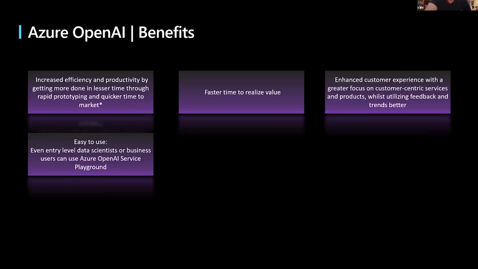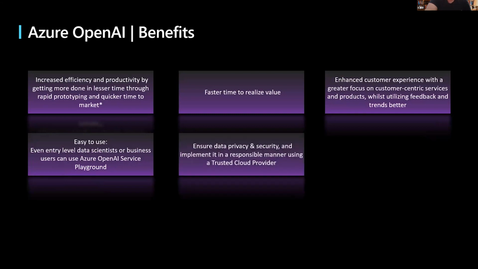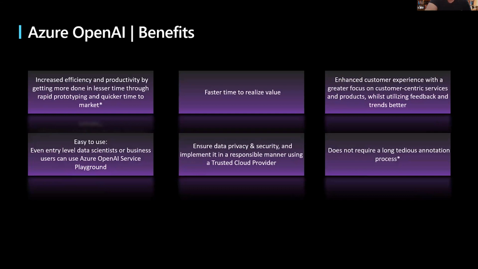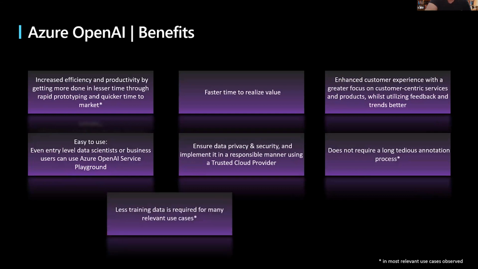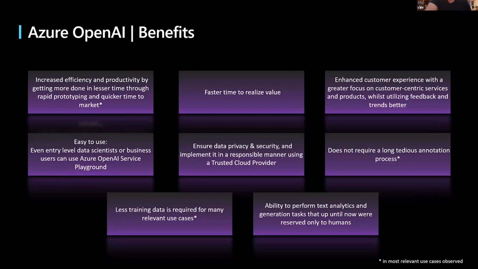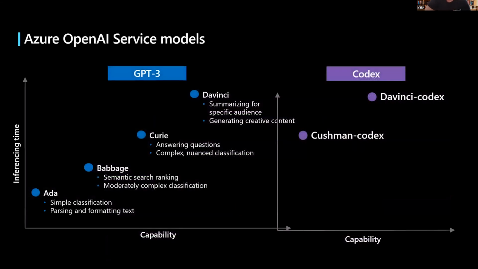Even entry-level data science or business users can use Azure OpenAI Service Playground. You see how quick it is to use. And then you ensure data privacy and security is implemented in a responsible manner. So you don't need to require a lot of annotation. For those people that are familiar with doing NLP solutions, it takes a lot of time. Also, you have less training data that is required. And then you have the ability to perform a lot of text analytics and generation tasks.